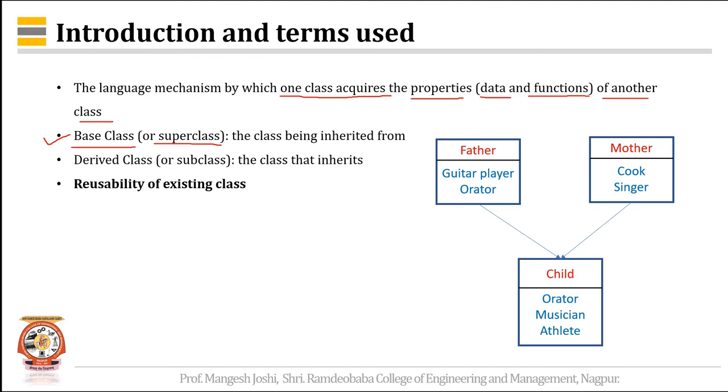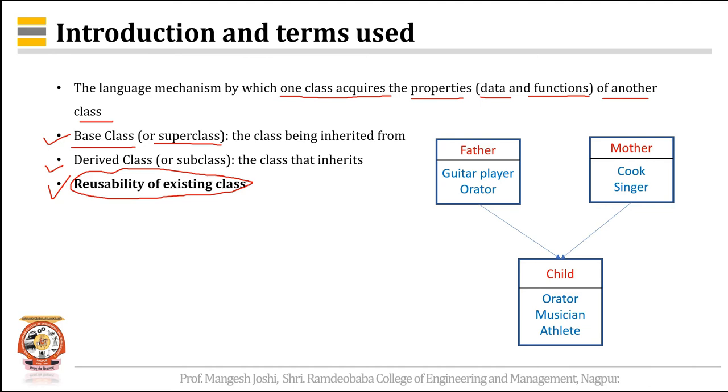Then the second term is derived class. What is the derived class? The derived class is the class which gets the properties from the base class. So basically inheritance is used for the purpose of reusability of the existing class. This is very important.